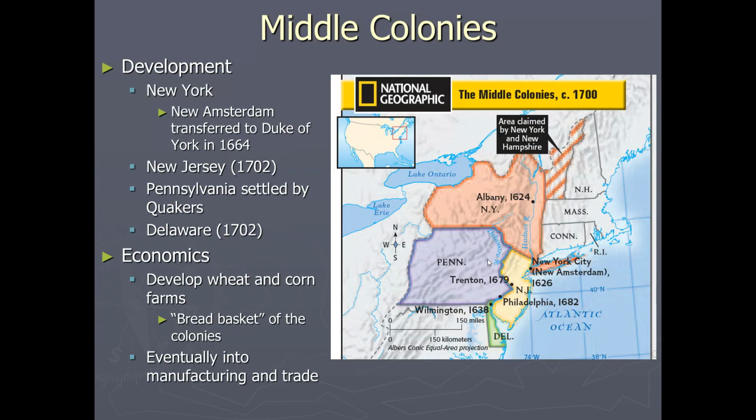All right, so your middle colonies are going to be New York, Pennsylvania, New Jersey, and Delaware. These were established as New Amsterdam by the Dutch. We talked about this in the last video. The city, New York City, used to be called New Amsterdam. They sold the land to the British, and they renamed it New York after the Duke of York.